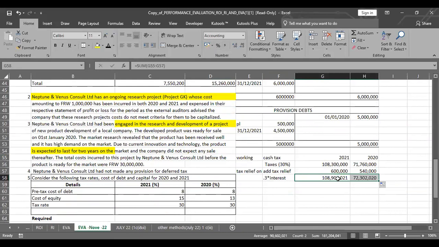I think if you add that here. I have a question. Yes, please. I think tax relief should be 1 minus 0.3 times the interest. Exactly. That is the tax relief, but we are now doing the opposite of what you are saying.